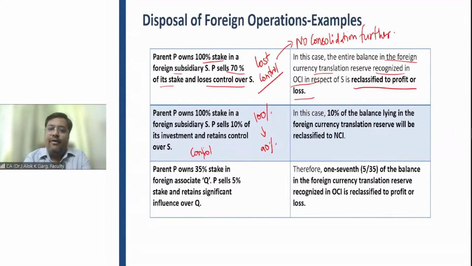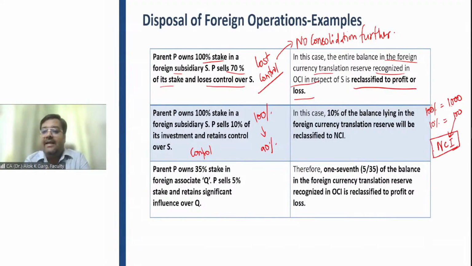For example, at 100% stake, the foreign currency translation reserve, FCTR, was 1000 rupees. How much stake has the company lost? 10%. What is the pro rata amount of 10%? 100 rupees. So this 100 rupees will transfer from FCTR and will be added to the non-controlling interest, NCI. 10% of the balance in the foreign currency translation reserve will be reclassified to NCI. So it is within equity. It is not P&L.